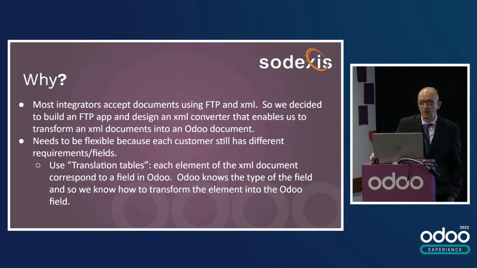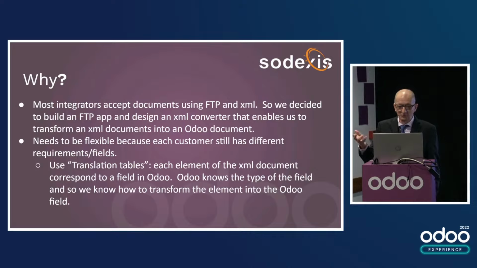So for example, we designed a system to import large amounts of data, and we use the same kind of IDs. The idea is that we can tell Odoo how to match each element in the XML document to a field in Odoo. And of course, Odoo knows the type of fields that you selected. Then in the code, we can use that to figure out how to transform the XML element into the Odoo field.